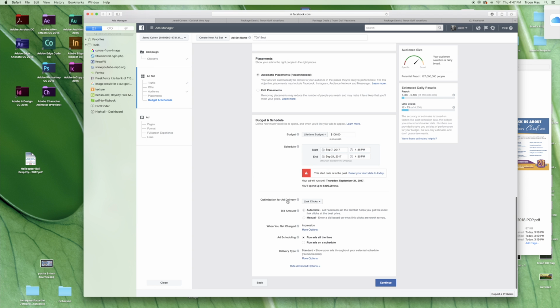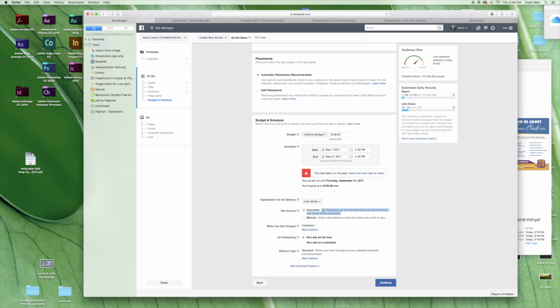The optimization for this ad delivery is link clicks. We want to drive people. We don't want our ad to be based on impressions. We don't want it to be based on unique people that view it. We want it based on people actually clicking the links to go to our website. So we'll keep it at link clicks.